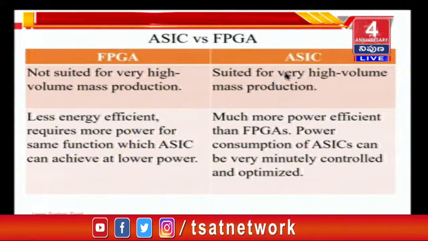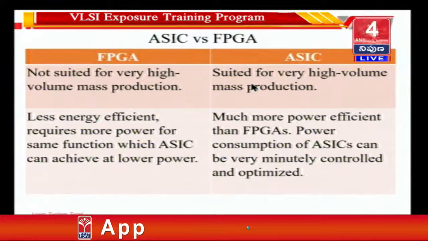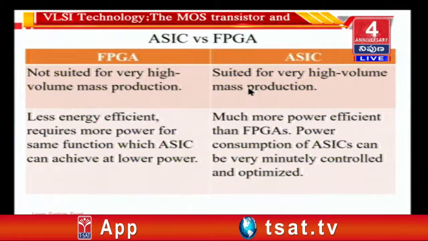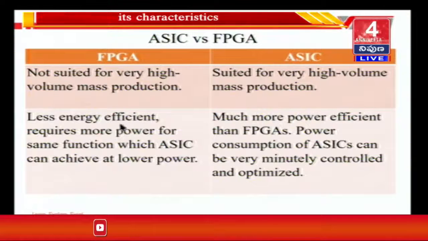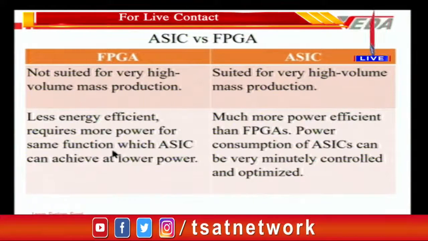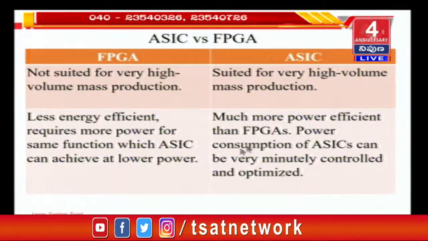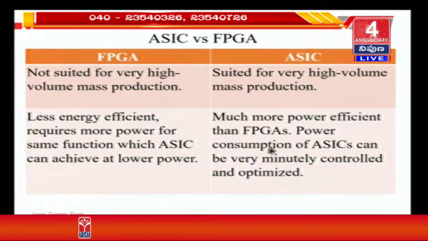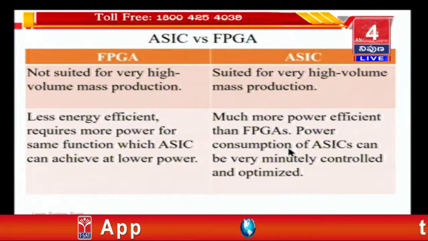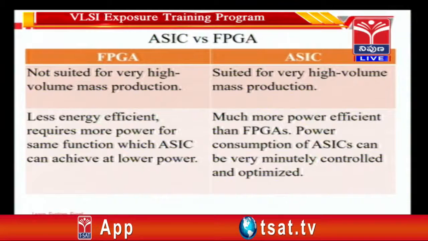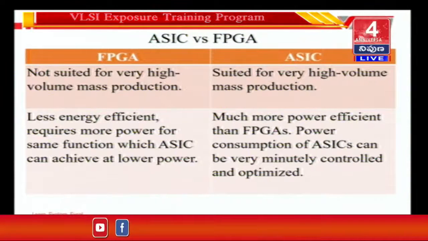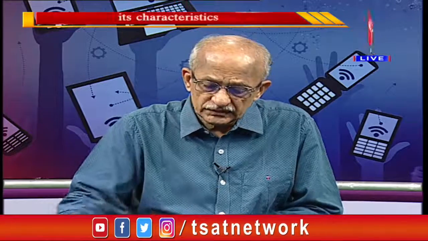ASICs are suitable for high volume mass production because they consume less power. FPGAs are less energy efficient. They require more power for the same function, which ASICs can achieve much more easily, because you have dedicated circuitry on an ASIC, and therefore there is no extra circuitry, no extra fat, no extra resources which will consume unnecessary energy, and therefore this is useful.